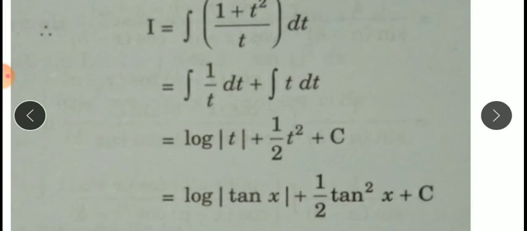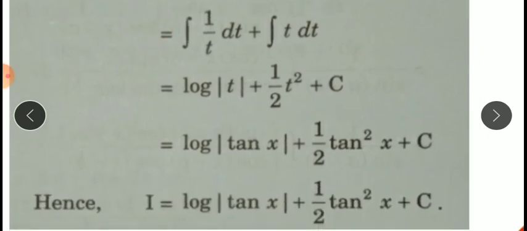Separating the terms, numerator is containing two terms, 1 and t square, each term upon denominator. First term upon denominator plus second term upon denominator, that is t square upon t means only t. Integration 1 upon x we know is equal to log x. Hence, integration 1 upon t is written as log t plus 1 upon 2. Integration t is t square by 2. That becomes 1 upon 2 t square, plus c is constant of integration.